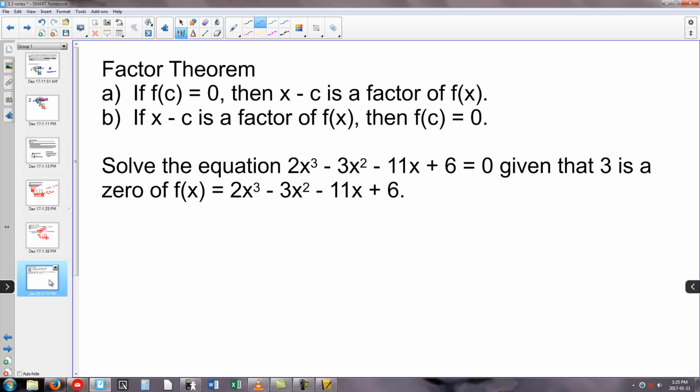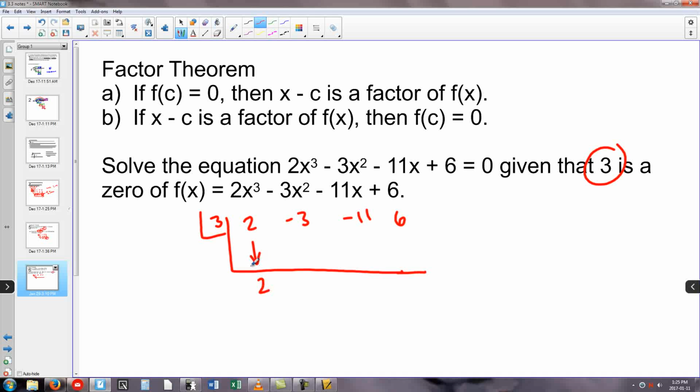The last thing that we want to point out is that if it's 0, it's a factor, and we should be able to find all of the zeros. So what I'm going to do is I'm going to run the synthetic box. 2, negative 3, negative 11, and 6. And then I'm going to plug in the number that they gave me. They said 3 would work.